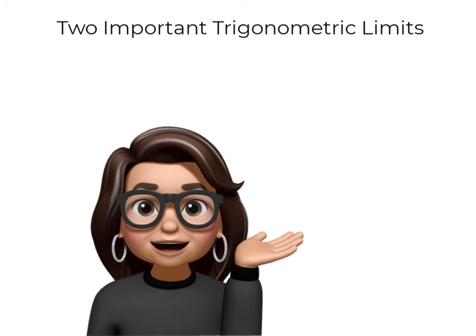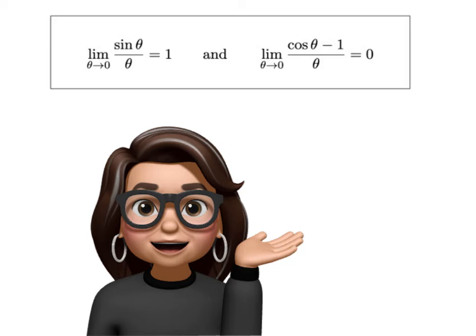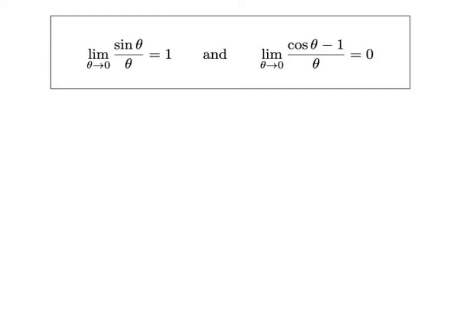In this video, we're going to use two new limit formulas that came from the proofs of the two derivative formulas for sine and cosine. The two formulas are: the limit as theta approaches 0 of sine theta over theta equals 1, and the limit as theta approaches 0 of cosine theta minus 1 over theta equals 0. These two limits are worth memorizing because they'll come up over and over and they will simplify your life. Notice that both of them have fractions.